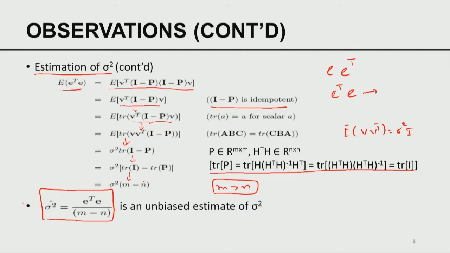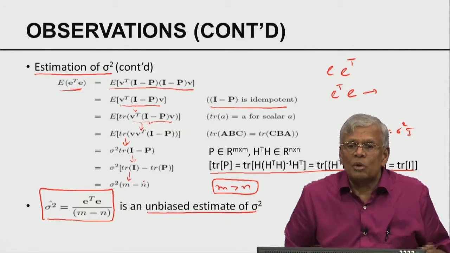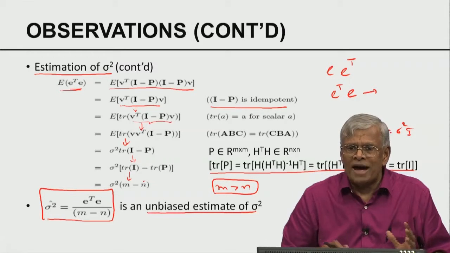That's a very good unbiased estimate for sigma square. So look at this now. Using this framework, we not only can assume sigma square is known and estimate x, which is unknown. After having estimated x, we can also use the same framework to come to estimating sigma square. So we can kill two birds with one stone. It's a very powerful device.